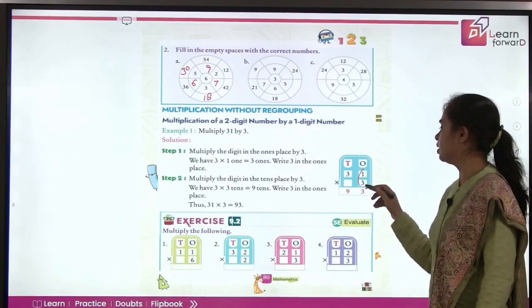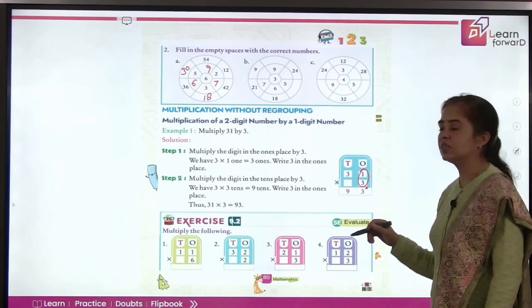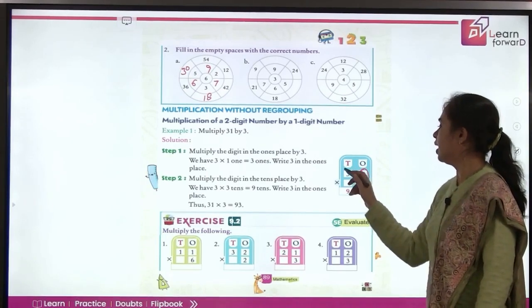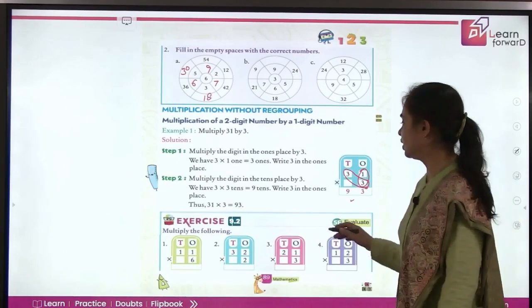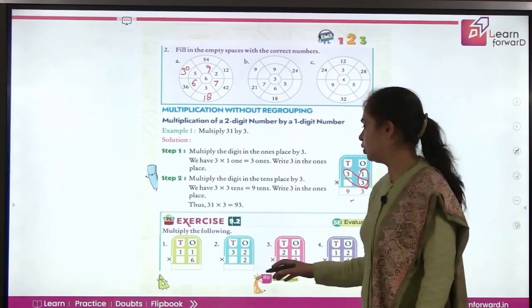Now when you multiply, do this first from the ones place. 3 ones are 3 and then 3 threes are 9. So your product is 93. Let's do an exercise here. One part for you, I'll be doing.